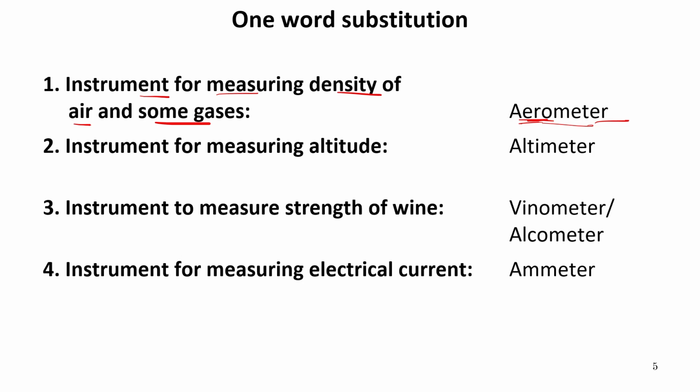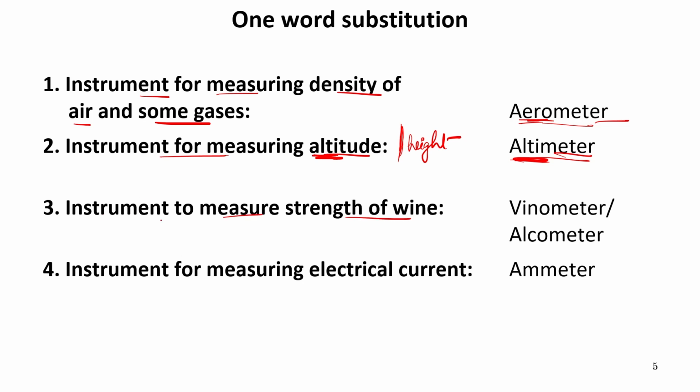Now let us move to the next one. Instrument for measuring altitude. Now altitude refers to height. So whenever an altitude is measured or the height of something is measured, that is known as altimeter. So with the word altitude, we can learn altimeter. It is just alt and we are using a suffix, meter, because meter is used to measure something, or it is called an instrument.